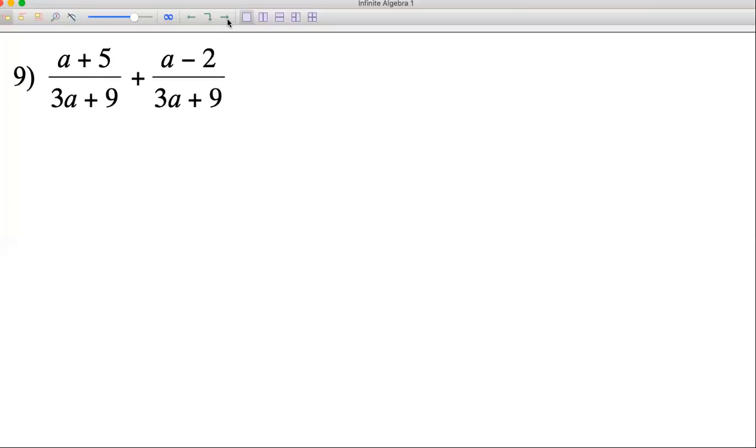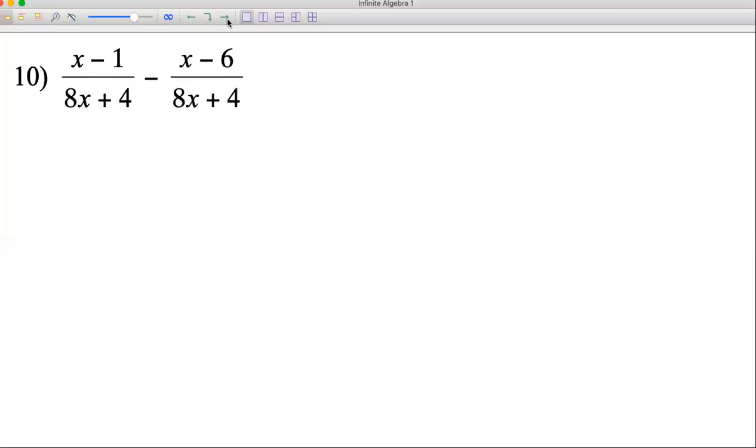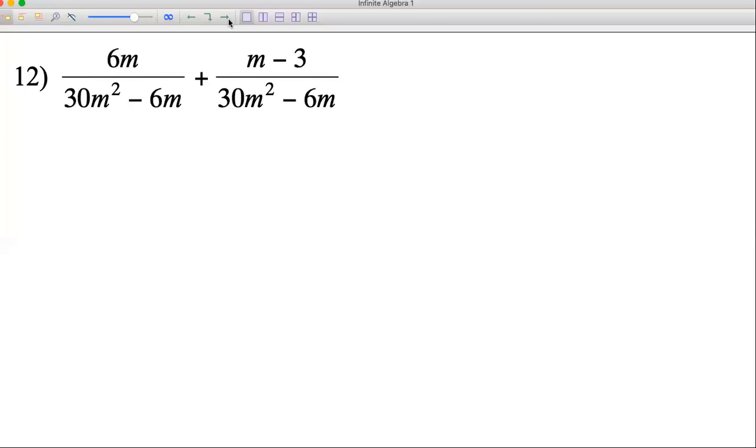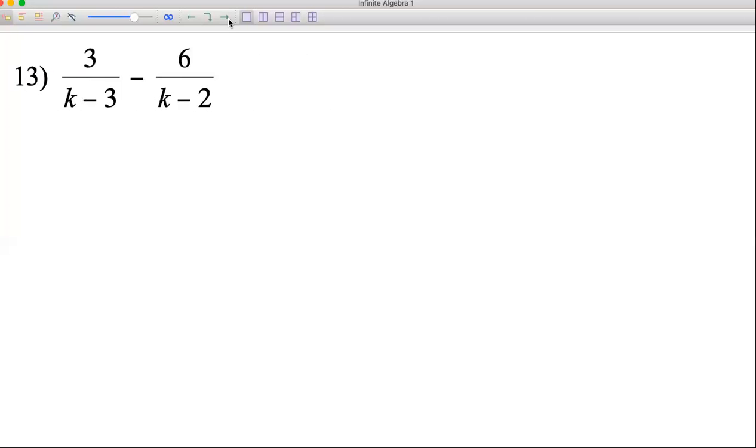All right, that was number 9. Number 9. All right, that's 10. Let's look at 11. Actually, let's do something that has not common denominators. 13. There we go. First one without common denominators, and there's a lot going on on the bottom.